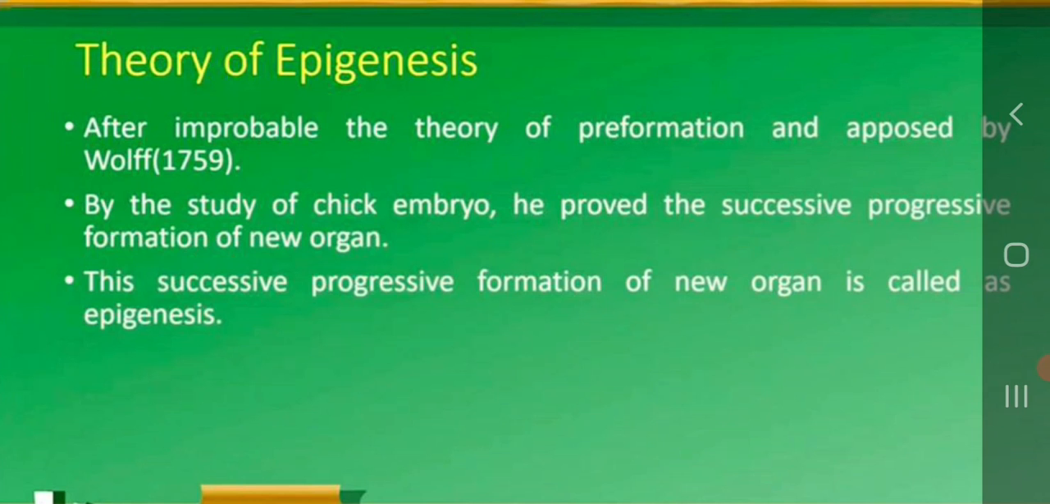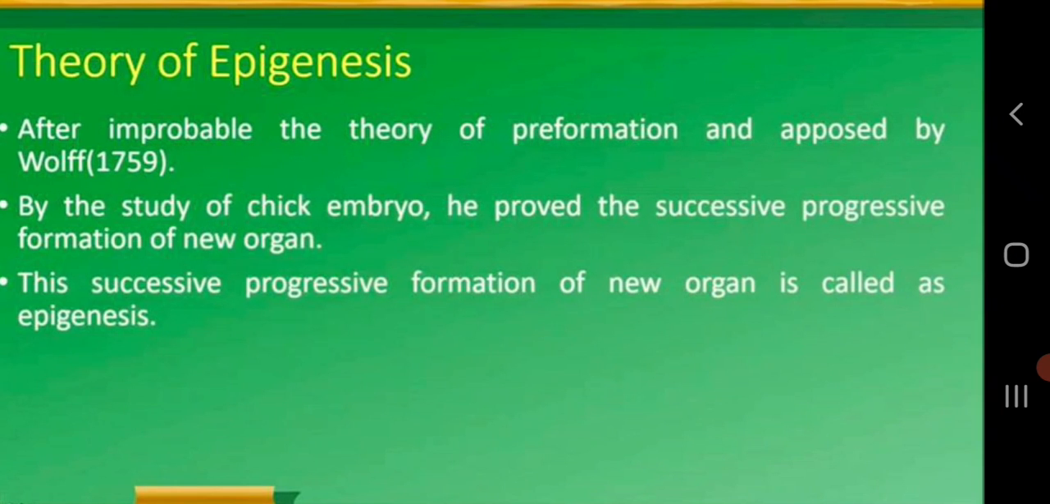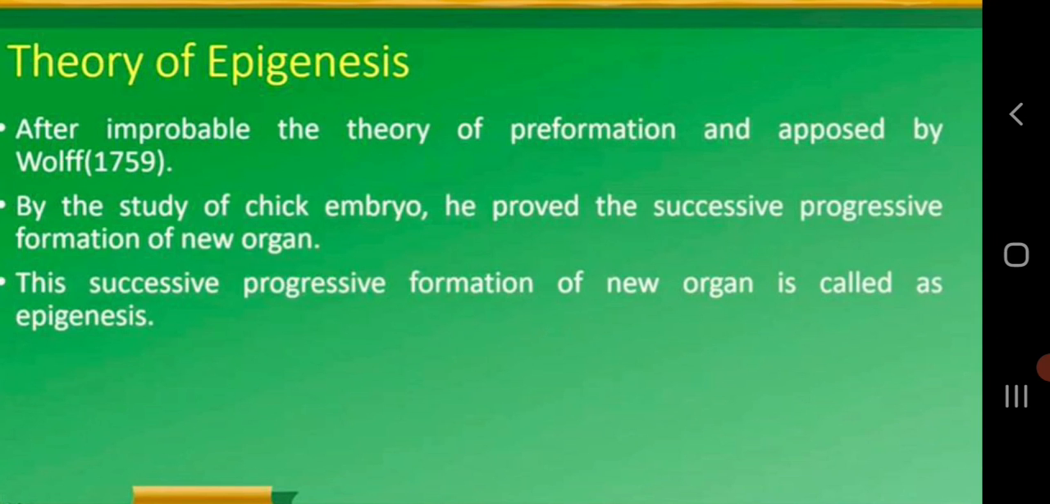Now the theory of epigenesis. According to this theory, nobody agreed with the preformed miniatures. So according to this theory, the embryo is formed by successive progressive formation of new organs. They are not preformed, and such a successive progressive formation of new organs is known as epigenesis.